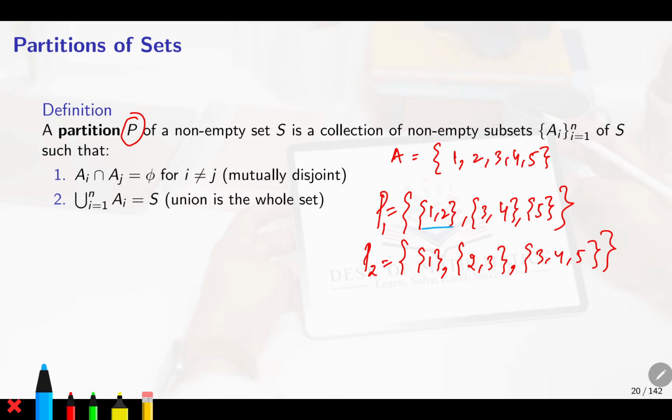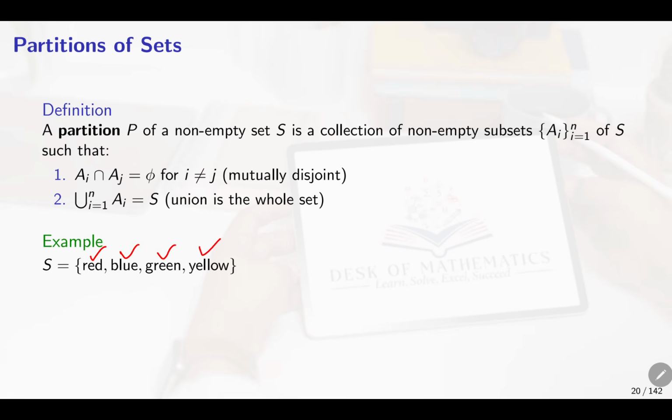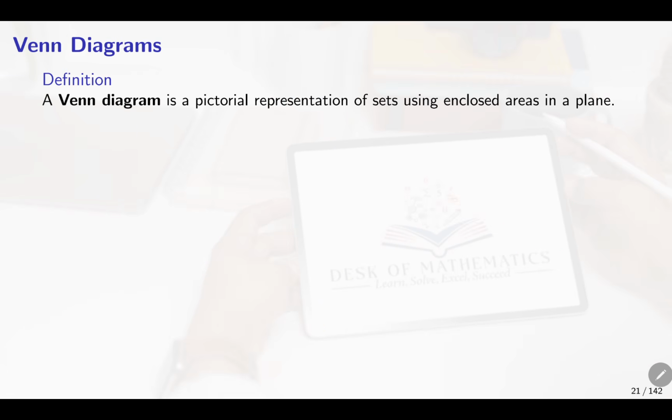So here you can check this one, this one, this one, no element is in common, and if you take the union of this one, this one, this one, this will give you the A. So this is a partition. Here this one, this one, this one, the union is giving you the A, but the intersection of these two sets is the 3, so they are not disjoint, so this one is not a partition. Okay, so done. Now you have the definition of the partition.